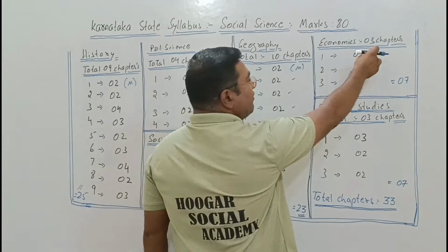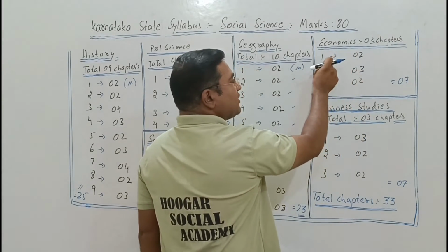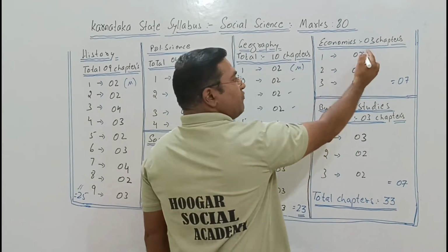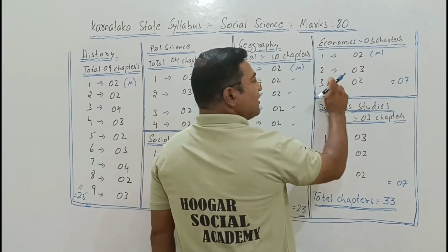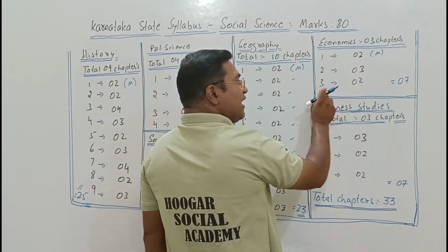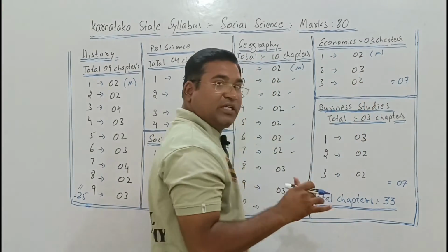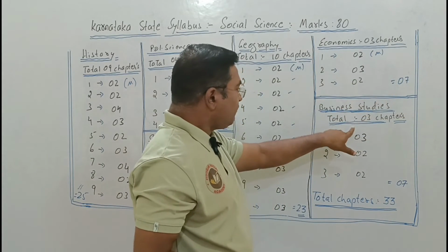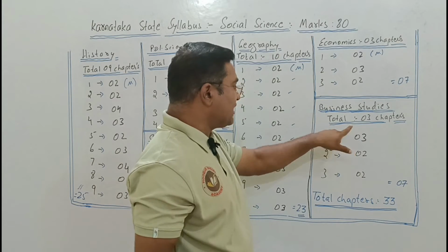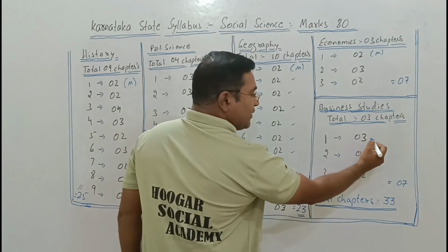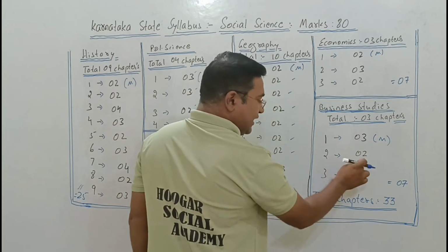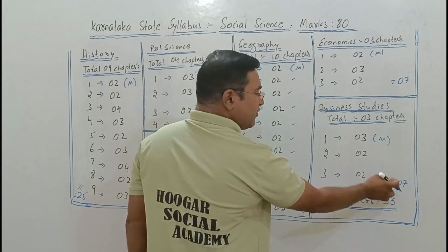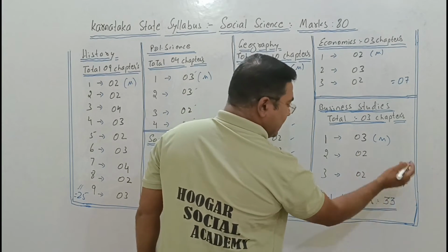In the same way, when we come to the economics topic, total 3 chapters are there, 1, 2 and 3. First chapter it is of 2 marks, second chapter is of 3 marks, and the third chapter again it is of how many? 2 marks. So total how many? 7 marks it is. In the same way, when we go to the business study, now first chapter it is of 3 marks, and rest 2 chapters, second and third, will be of 2 marks is equal to 7.